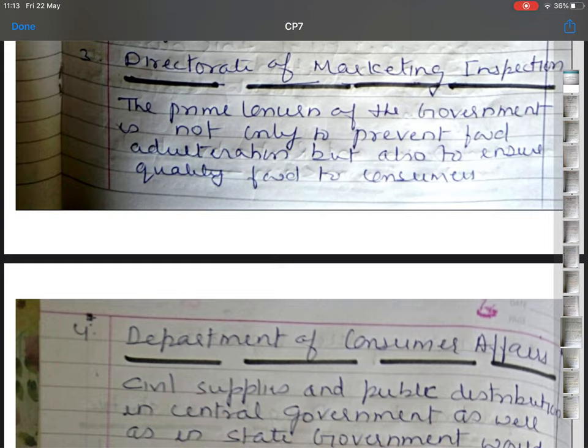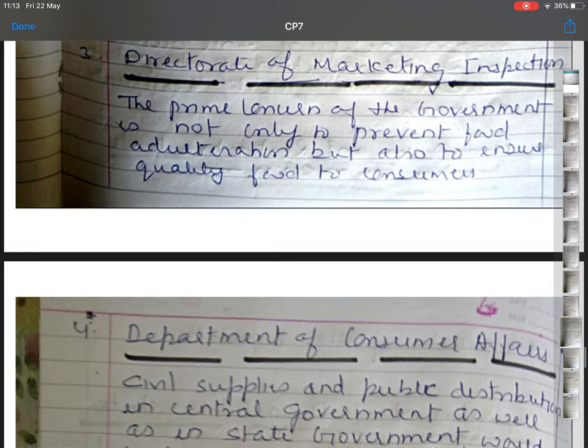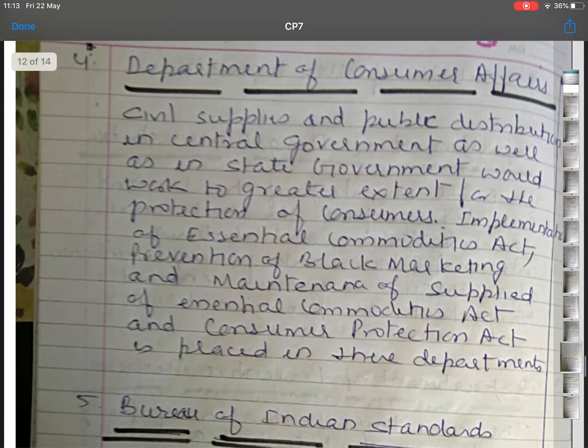certificates, or grading, etc. Then the Department of Consumer Affairs, Civil Supplies and Public Distribution in central government as well as in state government works to a greater extent for the protection of consumers. So implementation of Essential Commodities Act, prevention of black marketing, and maintenance of supplies under the Essential Commodities Act and Consumer Protection Act is placed in these departments. So these departments are responsible to implement the provisions of these acts.